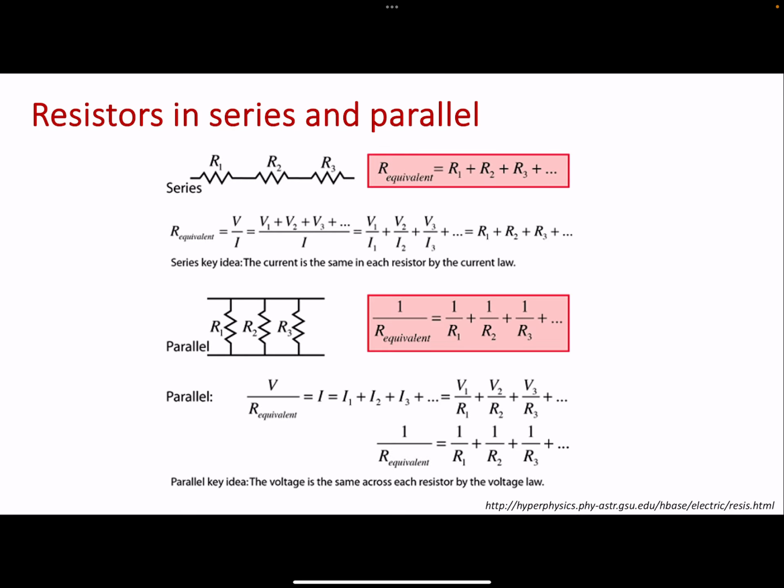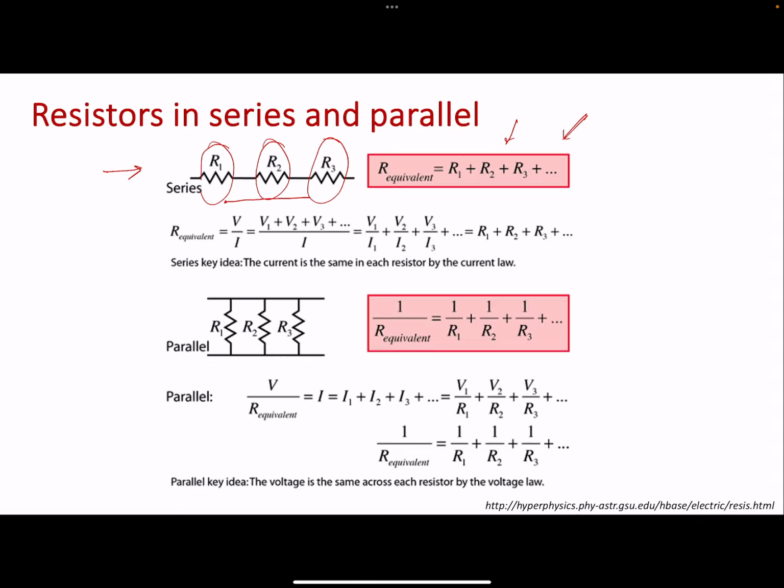Again, a quick recap. Over here we have three resistances connected in series, R1, R2, and R3. You should already know that the equivalent resistance of this is just a summation of all three together: R1 plus R2 plus R3. And how do we get to this equation? It is a very simple thing.